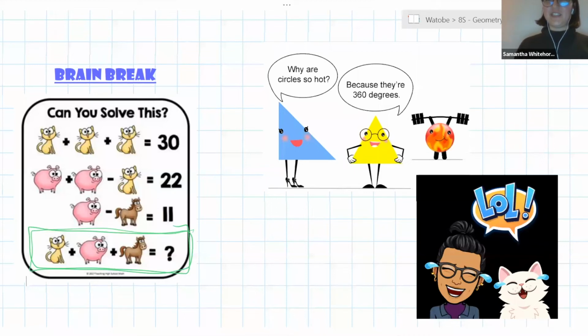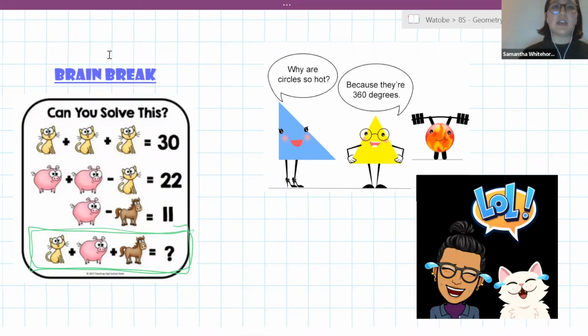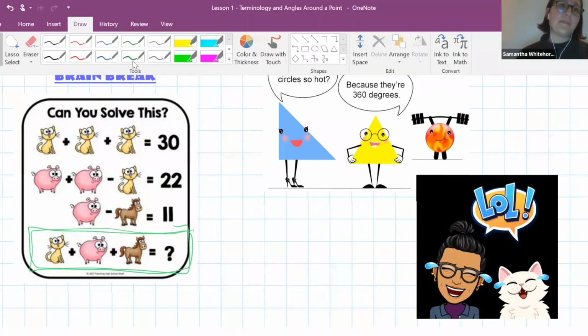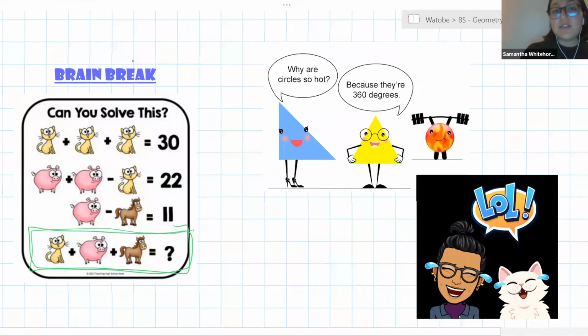Okay, just because I'm seeing some answers come through, just in case you are struggling a little bit, I'm going to start with the cats because the cats is a little bit easier. If you've got three cats being added together to give you 30, it means you're adding three of the same thing. So if I add 10 plus 10 plus 10, that should give me 30. So the cats are all equal to a value of 10.